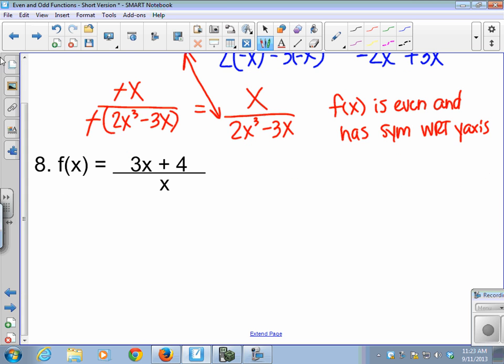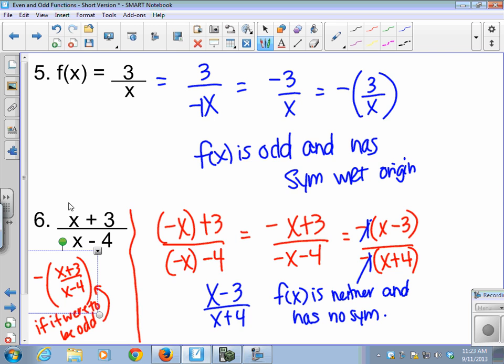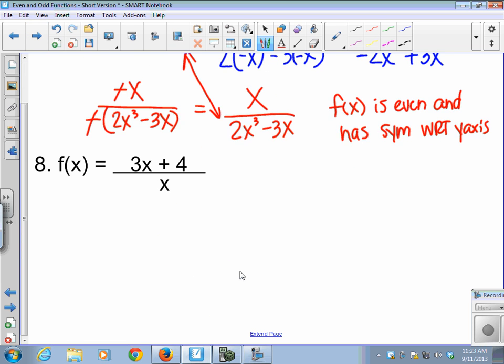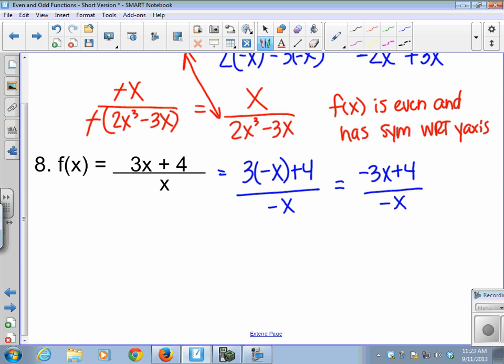Now, number 8 is similar to this number 6 that we did right here, okay? So number 8, again, I'm going to test. So I'm going to say 3 negative x plus 4 over negative x. Now, when I do this, this is going to end up being a negative 3x plus 4 divided by negative x. And so we've got a negative in the top. I have to factor it out in order to be able to cancel that negative. So I've got this. And so now that I've factored it out, the negatives can cancel, and I'm left with 3x minus 4 over x.